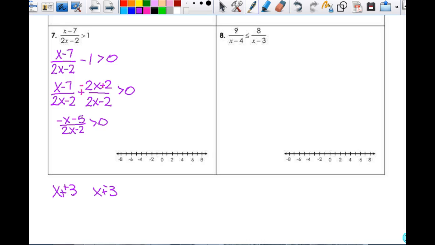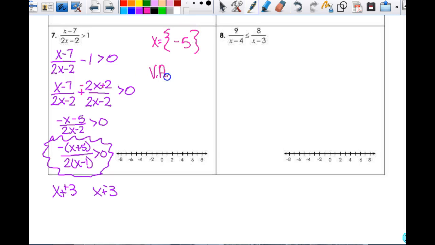I still want everything factored all the way, right? So in the numerator, this is going to be a negative (x plus 5) over 2 times (x minus 1) greater than 0. So this is what I'm going to use. And since there's so much written around here, I'm going to put a little bubble around it. Then my x values, what are they? Negative 5. My vertical asymptote, x equals 1. Okay. So on this one, I could actually use this number line.